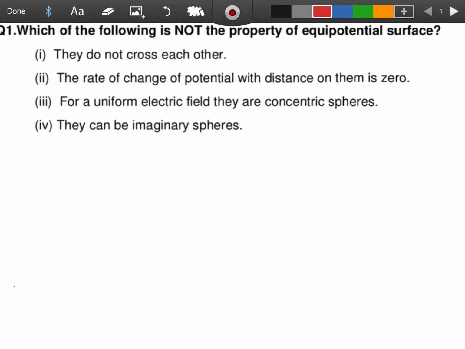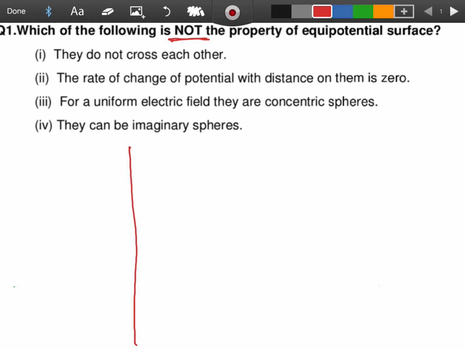So again, let me explain each property. Here they are not asking what is the property of equipotential surface. They are asking which of the following is not the property of equipotential surface. Now we have to find what is not the property of equipotential surface. Let us divide it. Now first one, they do not cross each other.